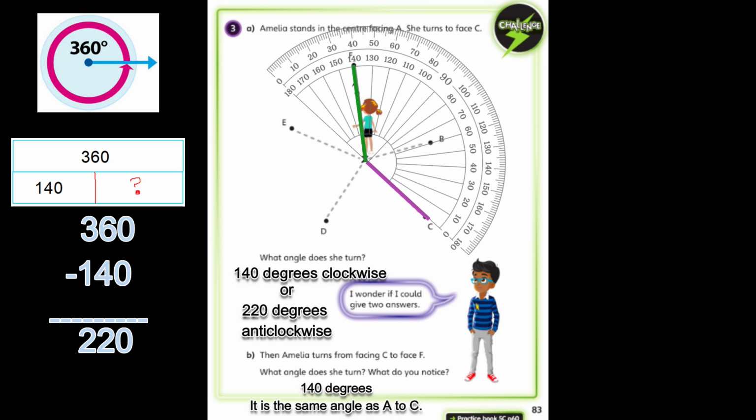Why is that? Well, remember yesterday when we talked about lengthening the arms of an angle to make it easier to measure? Well, that's exactly what we've done here. By drawing the line all the way out to F, all we did was lengthen that line. So it's still the same angle that it was from C to A, or A to C. So again, the answer would be 140 degrees.